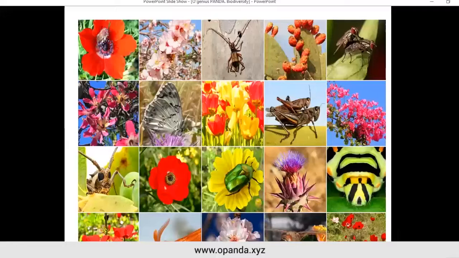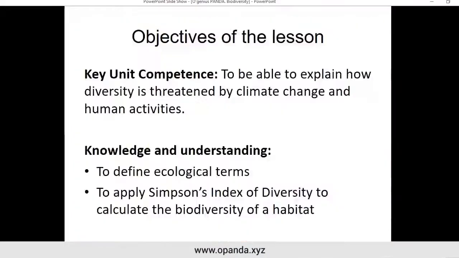Objectives of the lesson today: to be able to explain how diversity is threatened by climate change and human activities. Of course, this is after understanding what biodiversity is. What you should retain is that you should now be able to define ecological terms.